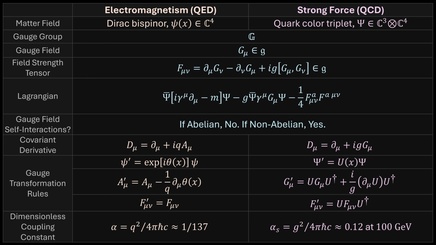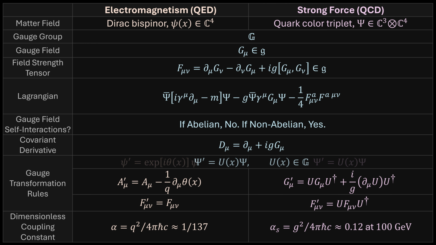We have this notion of a gauge covariant derivative, which is simply the partial derivative plus i times the coupling constant times the gauge field. And as far as the gauge transformation rules, in both cases the matter field psi transforms simply as U psi, where U is a field of elements that live in the gauge group G. In electromagnetism, that's e to the i theta, and in QCD, those are SU3 matrices. But in general, psi goes to U psi.